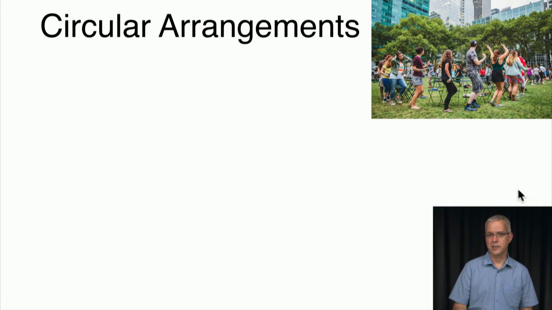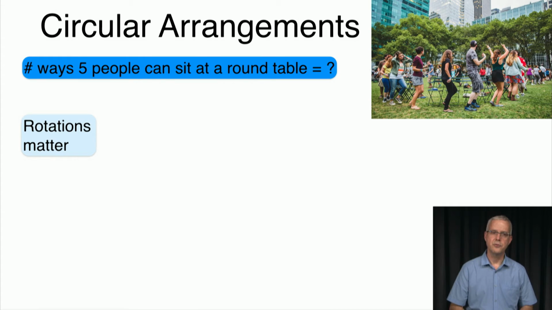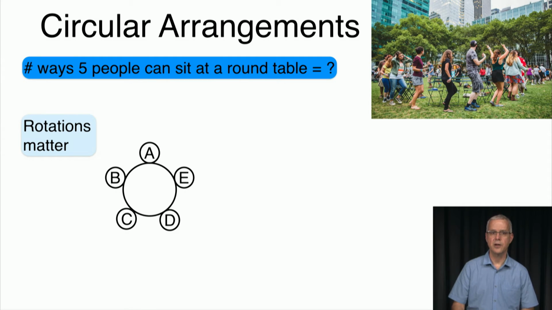Now, you can also arrange objects in a circle, as we have seen in the title's picture for this talk. And so, for example, if we ask how many ways can you arrange 5 people at a round table, then you need to specify whether rotation matters or not. So, for example, here we have 5 people named, say, A, B, C, D, E, and they're sitting in this arrangement.